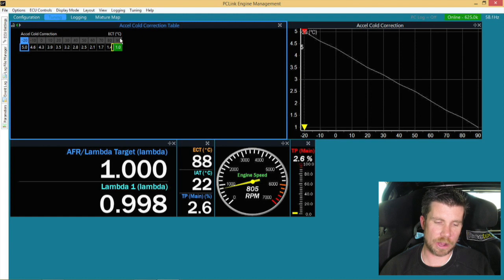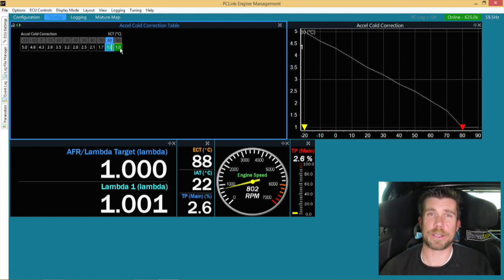So you can see up at our operating temperature of 90 degrees, let's just change it to 80 as well. So at 80 and 90 degrees, I've got a value of 1 in there, which means that we're using our base acceleration enrichment request. However, if we come all the way back down to a cold start of 0 and 10 degrees, you can see that we've got 4.3 and 3.9 in there. So we're asking for a multiplication, a lot more acceleration enrichment fuel to be added based on the cold port walls.